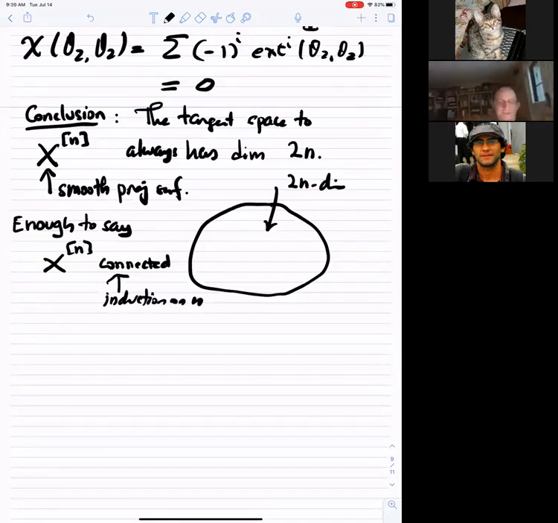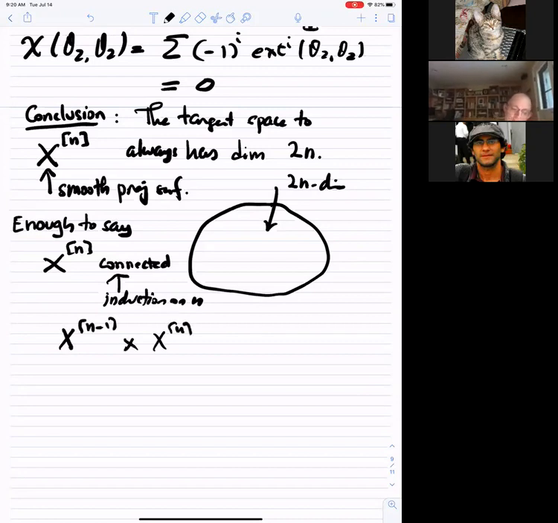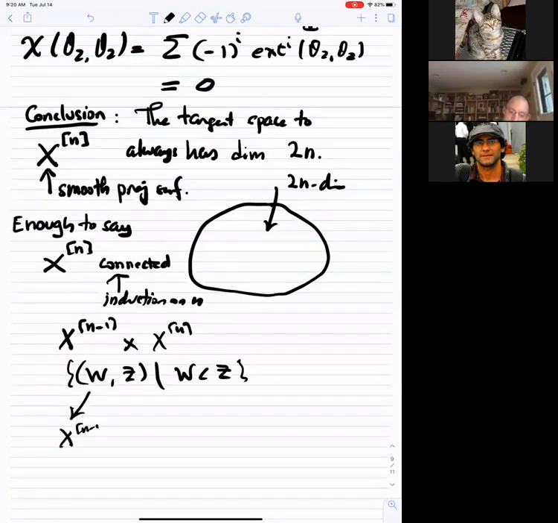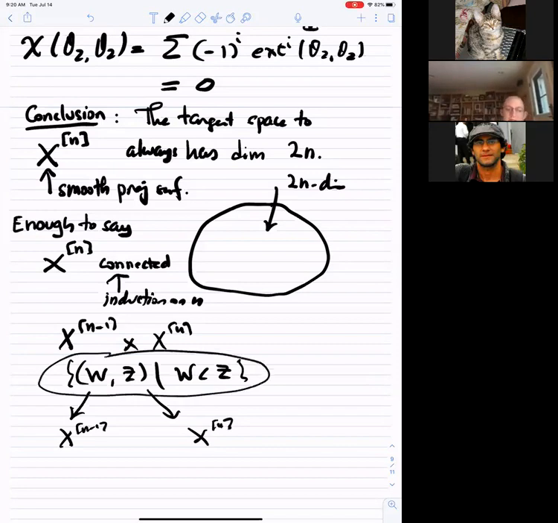Well, I assume that the surface itself was irreducible, so it's certainly connected, right? So then what you do is you look at X^[n-1] × X^[n], and here you look at the pairs where you have a W and a Z such that W is contained in Z, okay? On the one hand, this maps to X^[n-1]. On the other hand, it maps to X^[n], right? And the key point here is that if I know that this is connected, then it follows that this is connected, right? By induction, I know that this guy is connected, and then it's a matter of understanding the fibers and showing that the fibers are connected, which is not a hard thing to do, okay? So you do induction on n to show that X^[n] is connected.